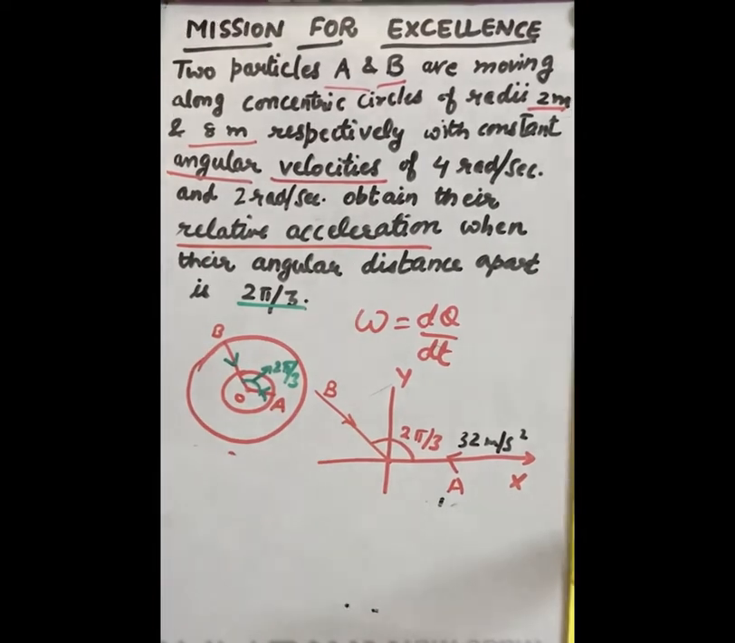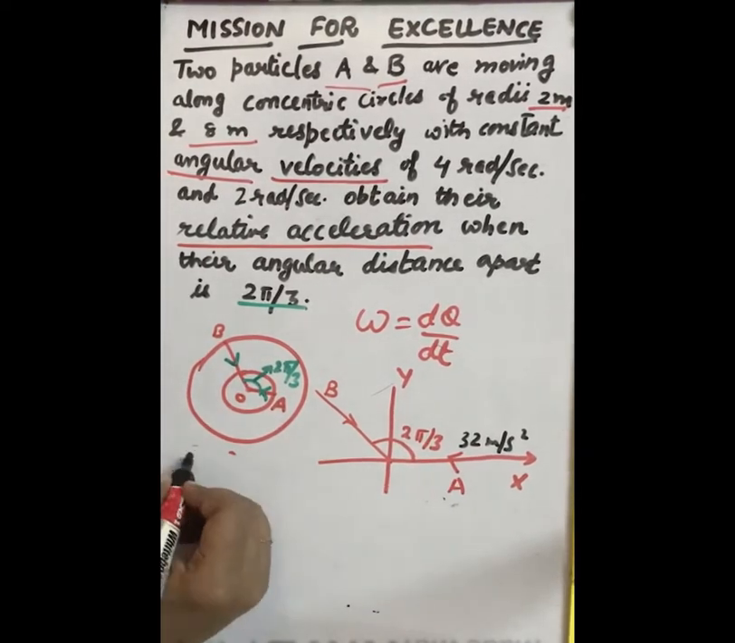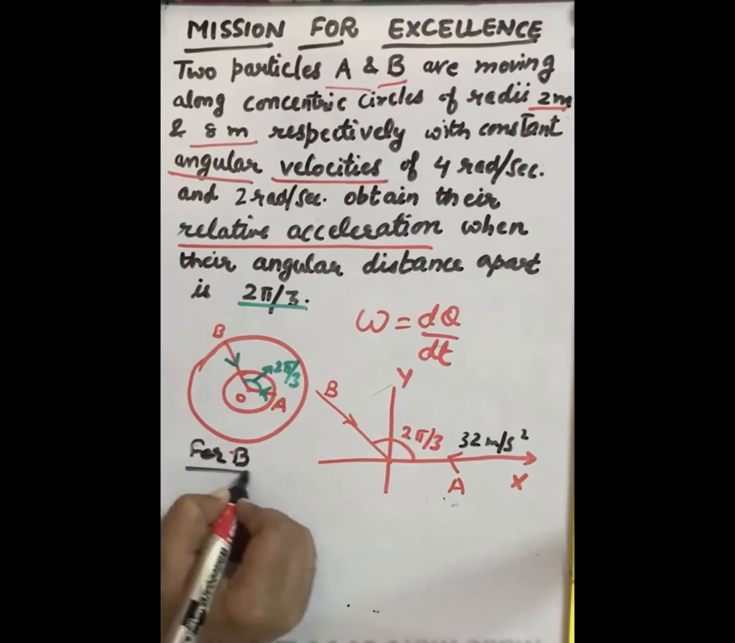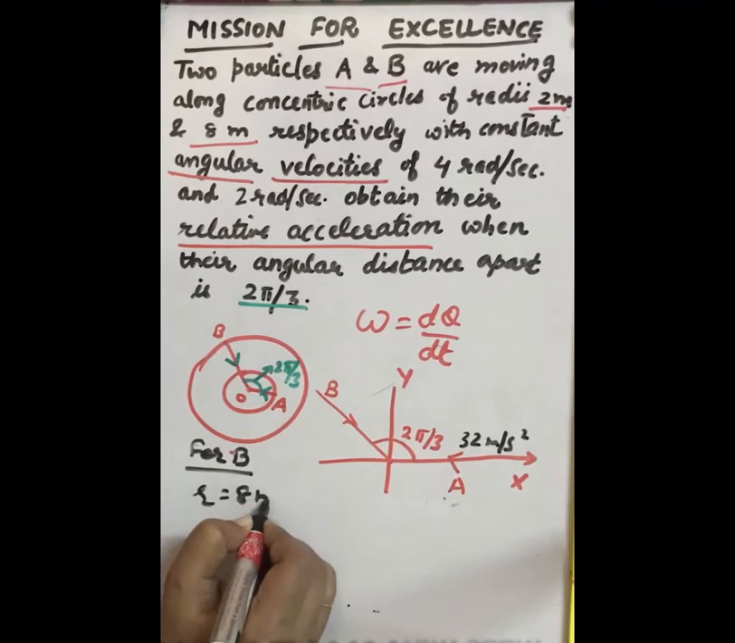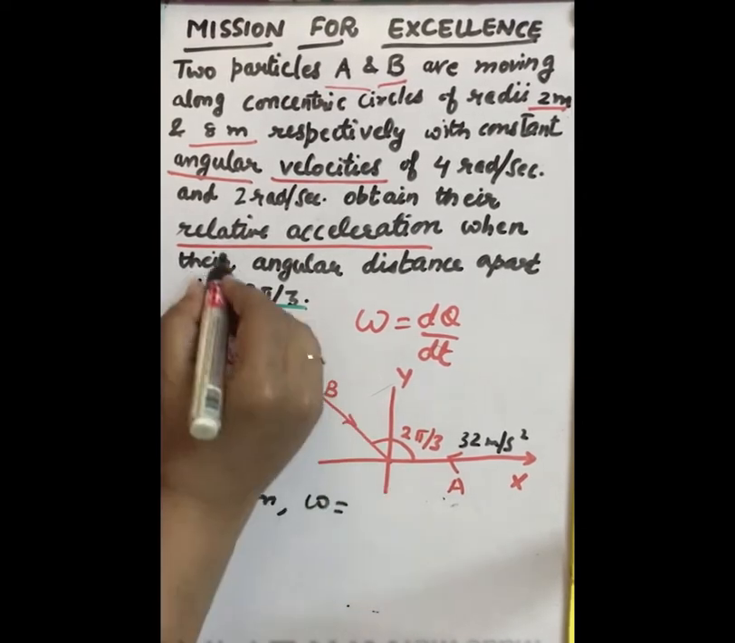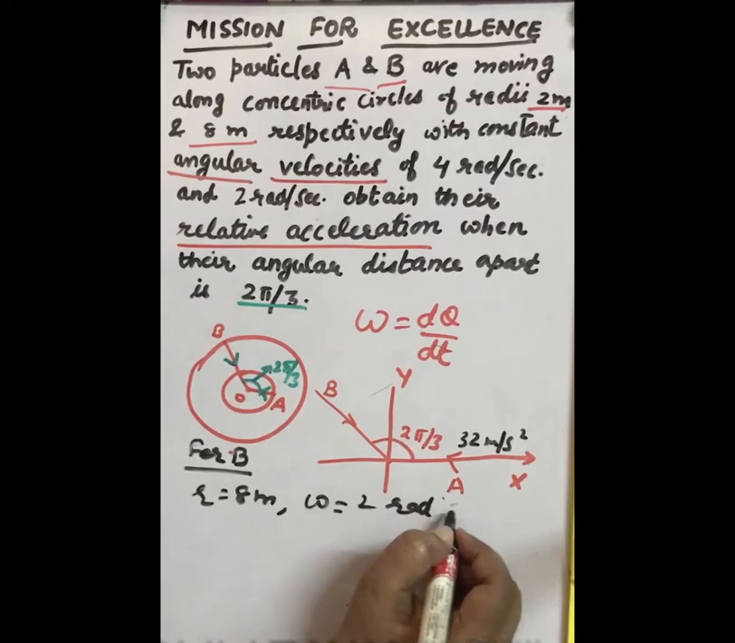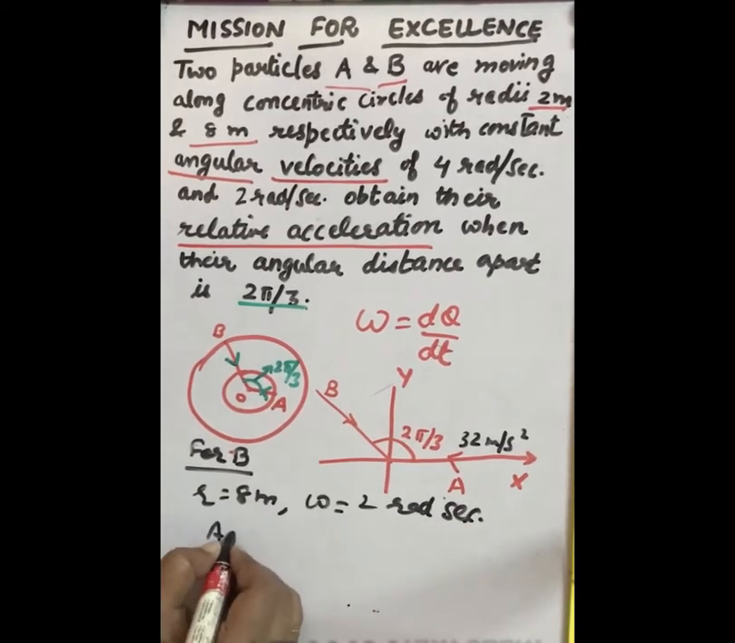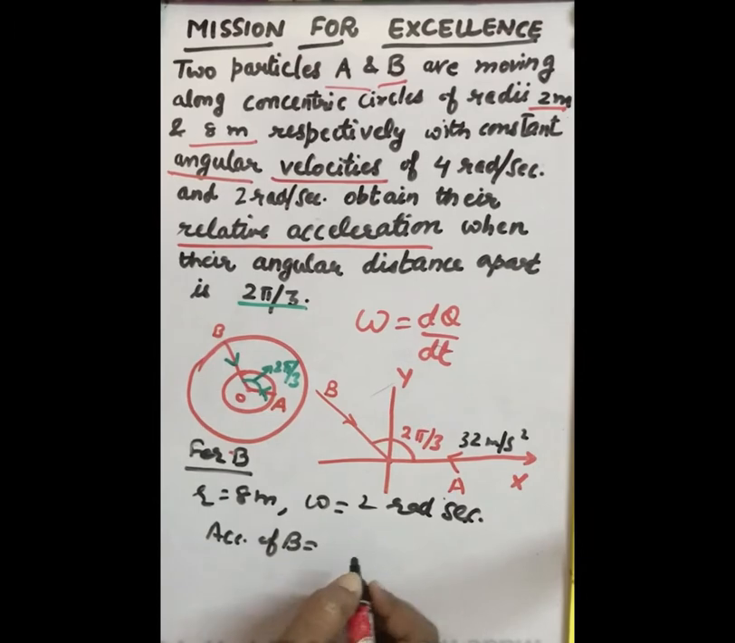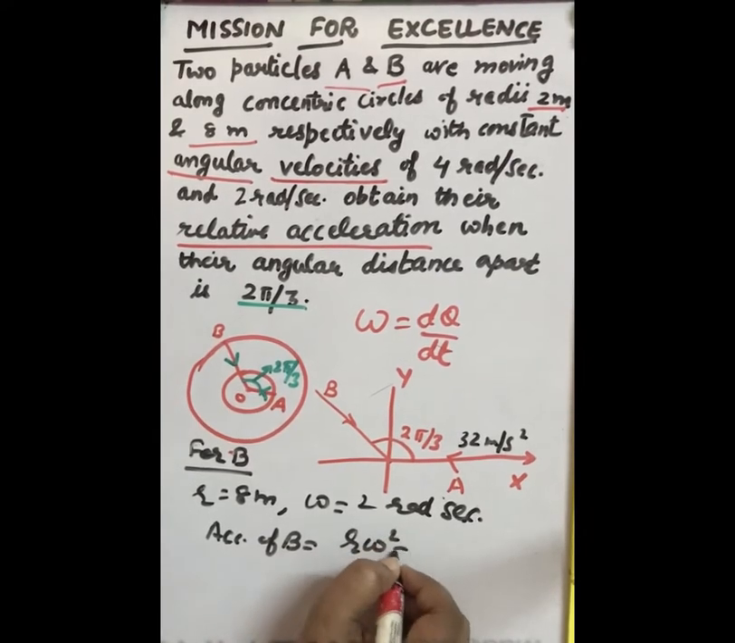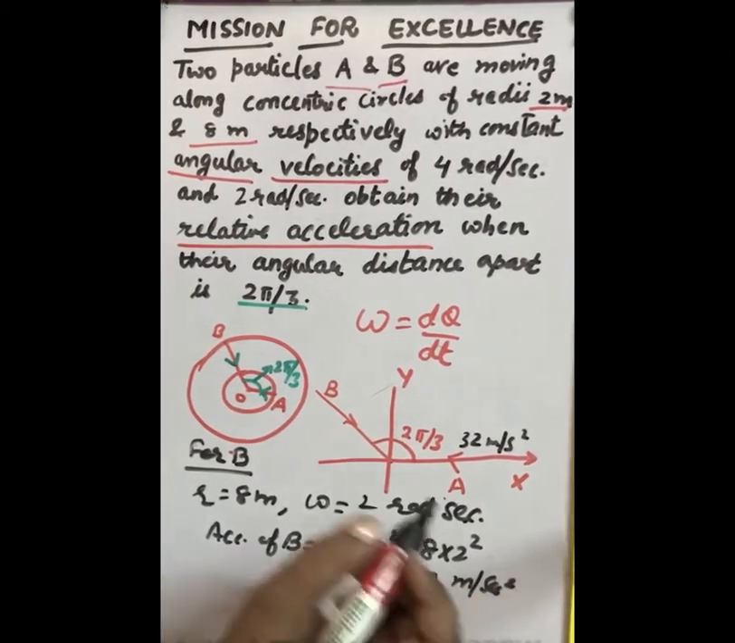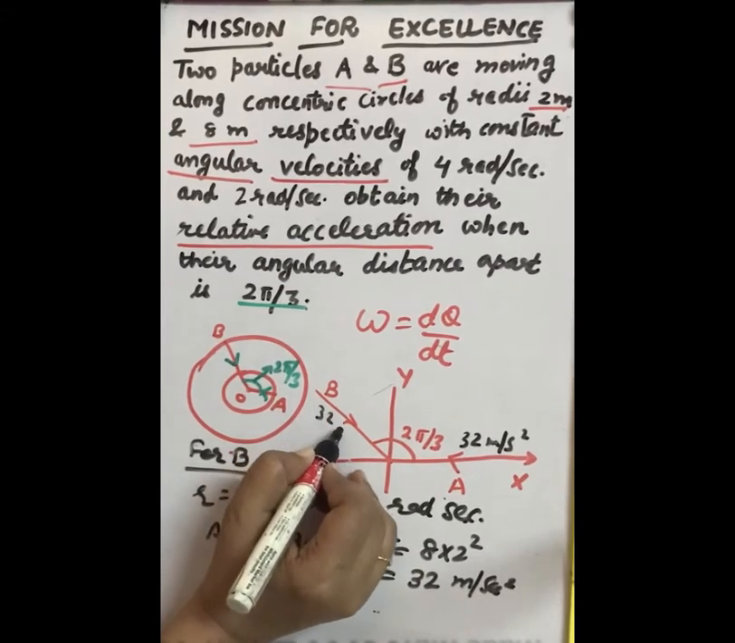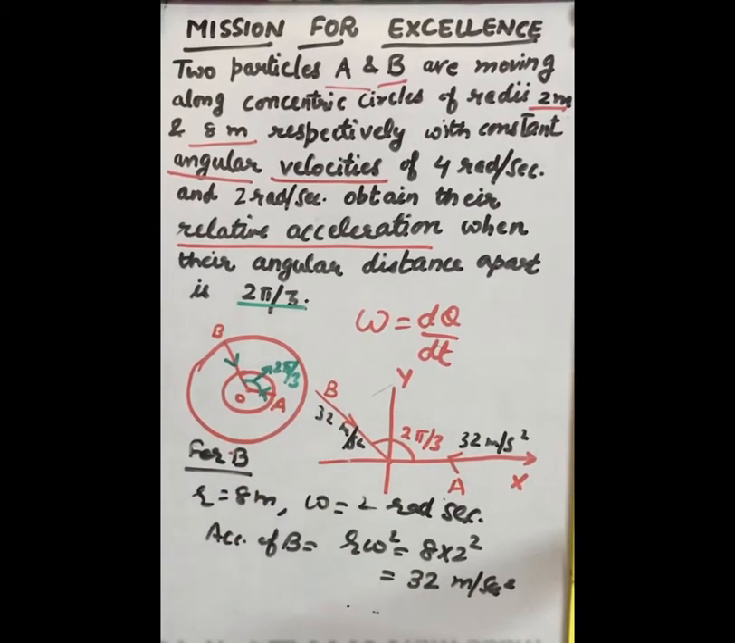Now let us calculate acceleration for B. For B, radius is 8 meter and angular velocity is 2 radian per second. So acceleration of B is r omega square, that is 8 into 2 square. Again it comes out 32 meter per second square. So here also we write 32 meter per second square in this direction.